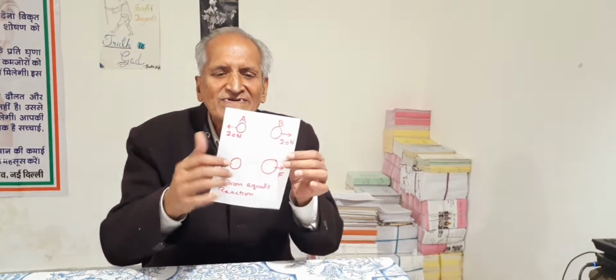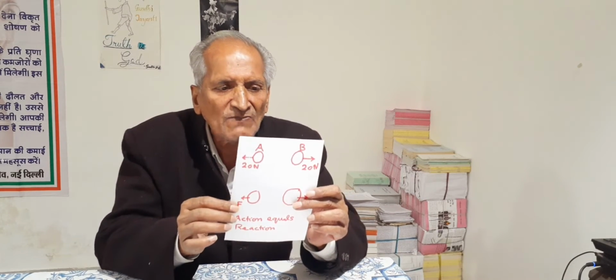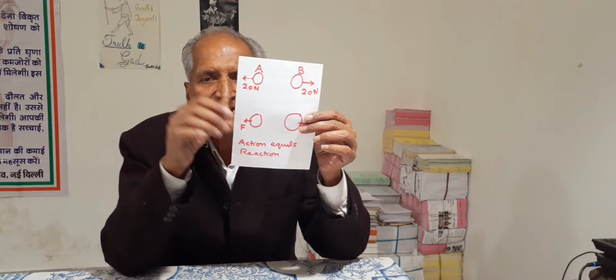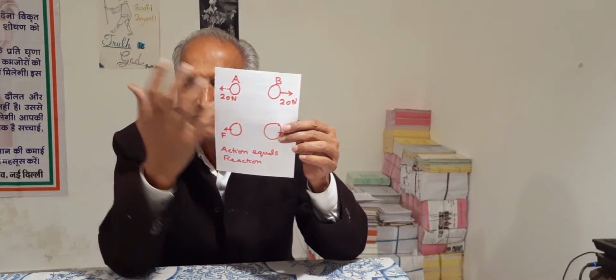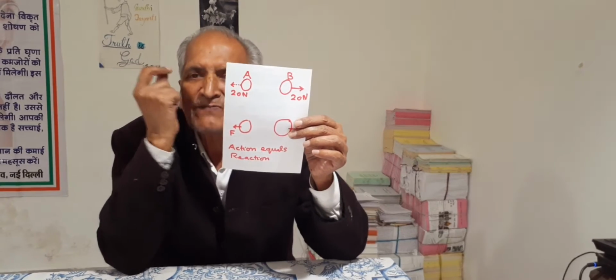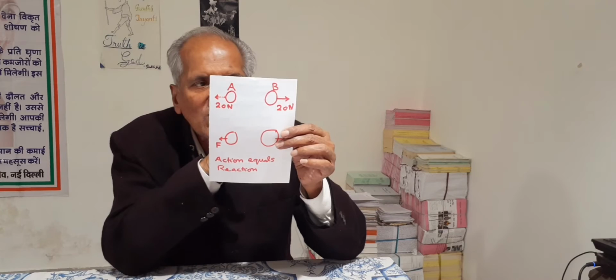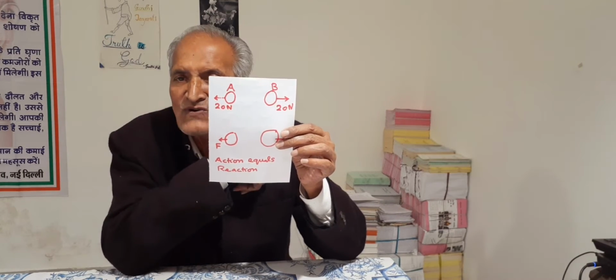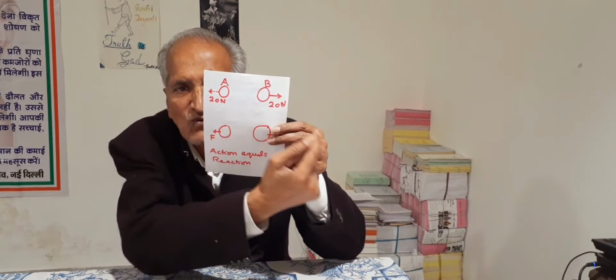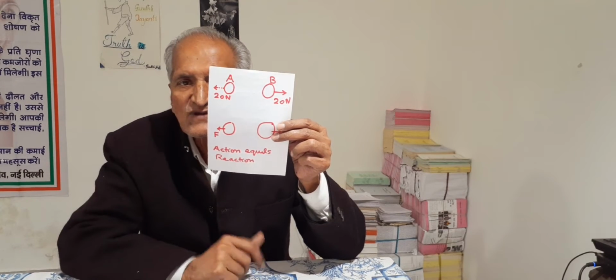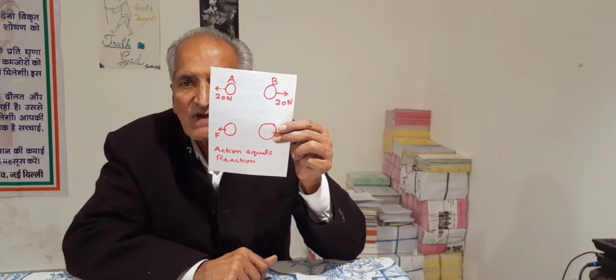Now let me talk to you about what Newton did. Newton considered a system. Suppose the system comprises two bodies, A and B. Initially they are at rest, and consequently their momentum is zero. So the momentum of the system is zero. Now suppose body A exerts a force on body B, say 20 Newton. Then the body B starts moving. After 1 second, its momentum becomes 20 units.